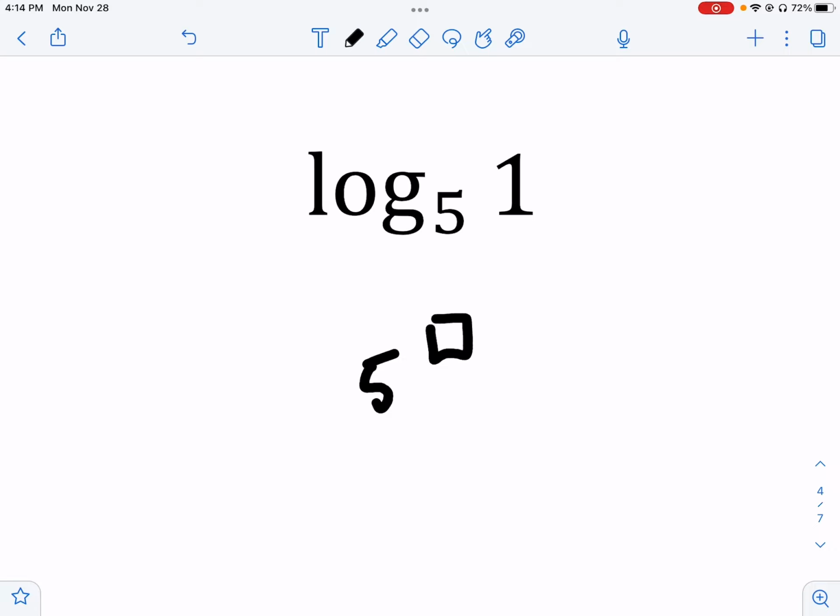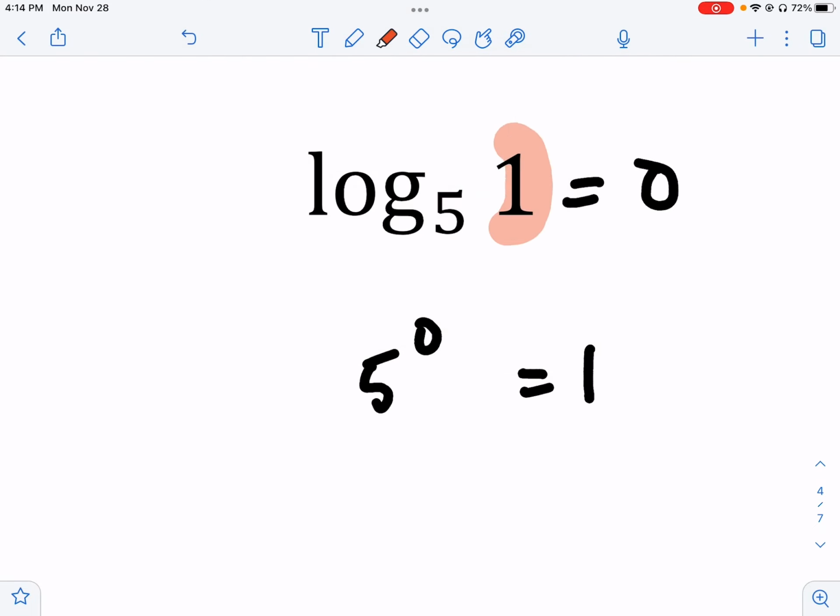This one's another fun one. 5 to the what equals 1? Well, the only way to take something and turn it into 1 using an exponent is 0. So anytime your argument is 1, your final answer, your output, your exponent will always be 0.